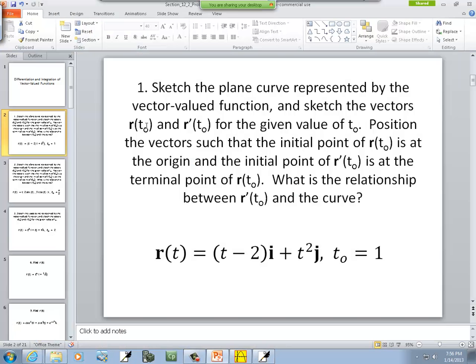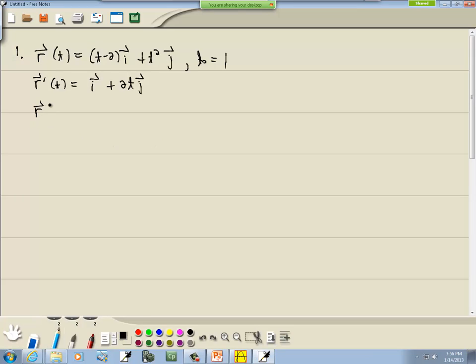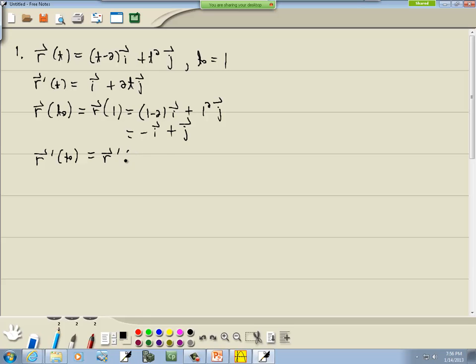Now we're going to need to plug in t naught to evaluate those. So we'll plug t naught into our r. T naught, they say, is 1. So we'll put 1 in for t up here. So we're going to have 1 minus 2 i plus 1 squared j, which gives us negative i plus j. Now we're going to plug t naught into our derivative, and again t naught is 1, and our derivative was i plus 2j. There's no t in front of the i, so the i just carries along, plus 2 times 1 j. So that gives us i plus 2j.